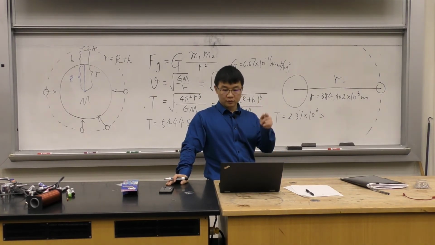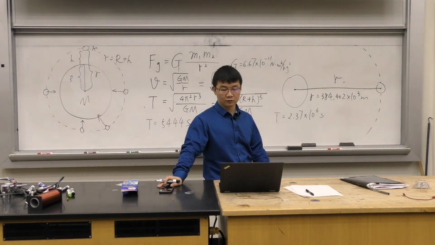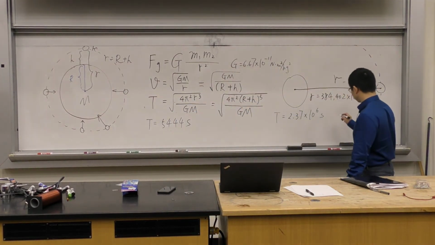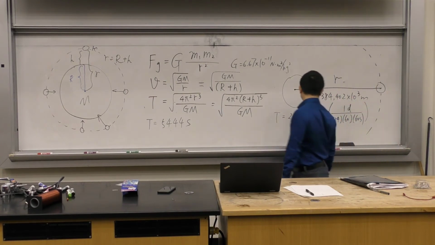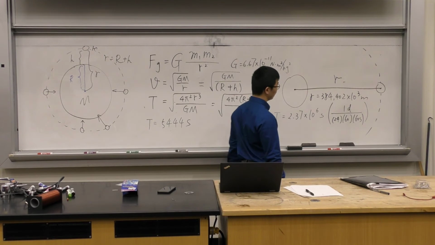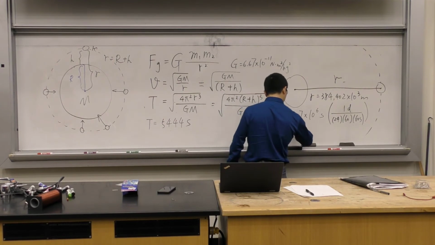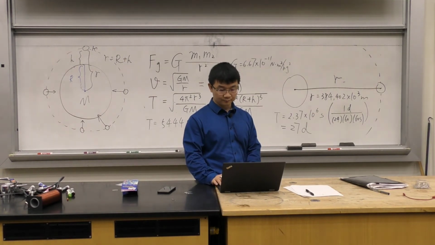Now, I want you to convert this to days for me. How many days is this? Okay, because this is in seconds, right? I want you to convert to days. So how do I convert it to days? Well, all I need to do is that 1 day is going to be equal to how many seconds? What's the conversion? 24 hours, each hour has 60 minutes, each minute has 60 seconds, right? That's the conversion between a day and seconds. Plug the number in. What is the number you got? So it's about 27 days. Okay, it's about 27 days. Did you get the right answer?